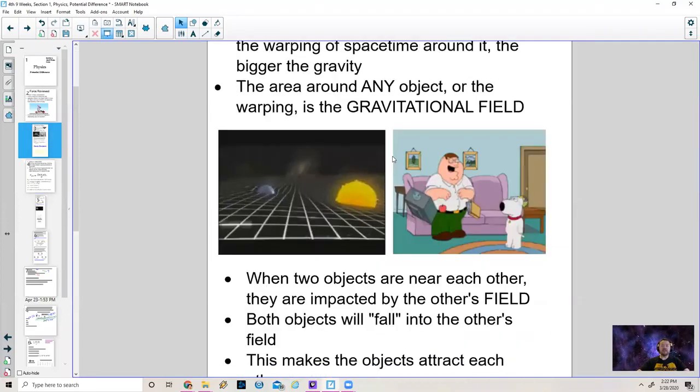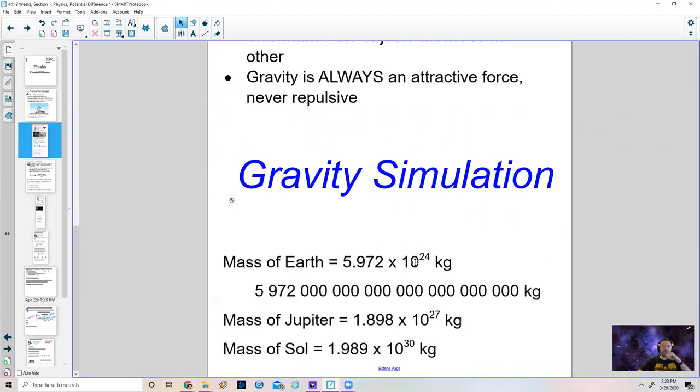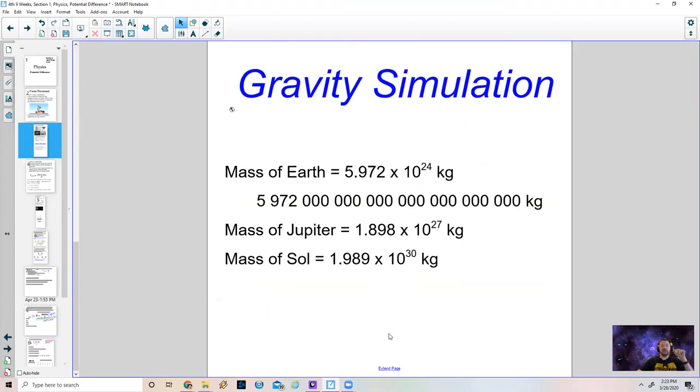So Newton, he's the guy that figured out everything about gravity. And he knew that the more massive an object, the more gravity it had. So let's take a look at these three masses of these common objects in our solar system. They're good reference points for our solar system because it's the planet we live on, the largest planet, and then the largest thing in our solar system.